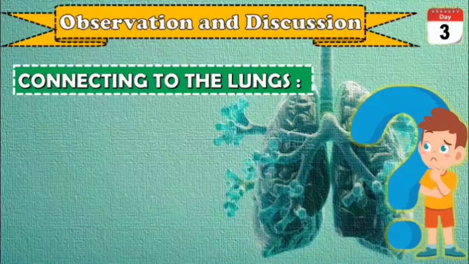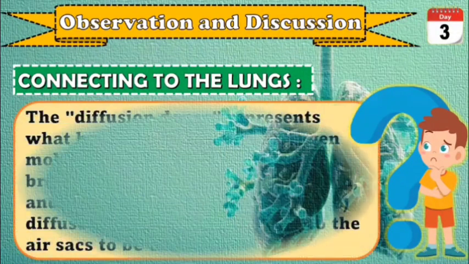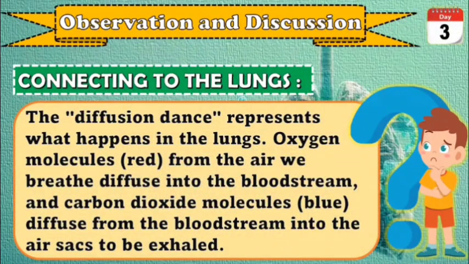Observation and discussion. Connecting to the lungs. The diffusion dance represents what happens in the lungs. Oxygen molecules, the red ones, from the air we breathe diffuse into the bloodstream, and carbon dioxide molecules, the blue ones, diffuse from the bloodstream into the air sacs to be exhaled.